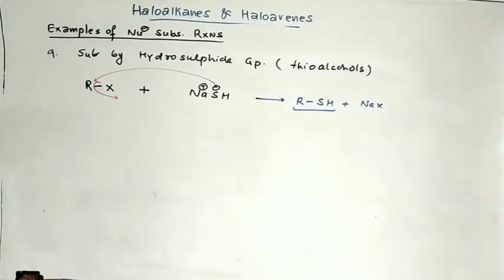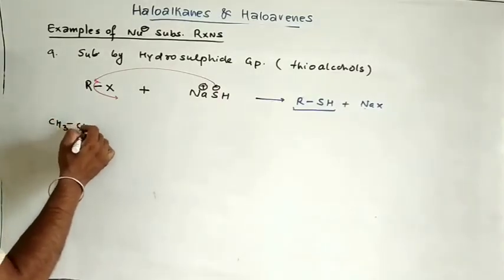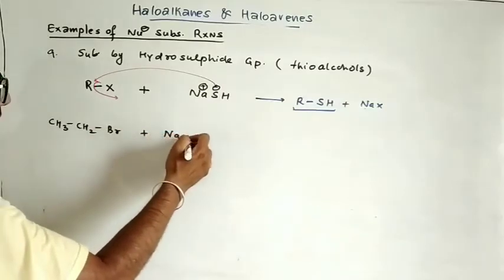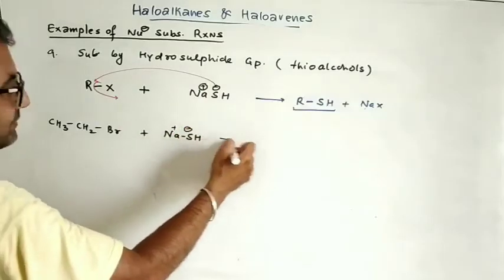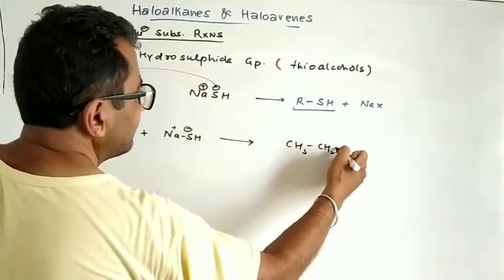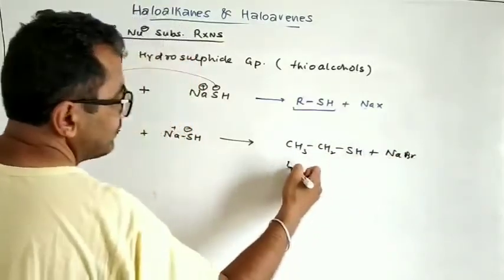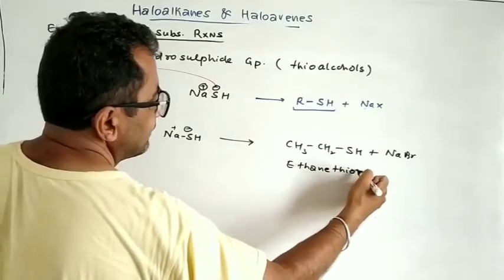Okay, simple. So we start with ethyl bromide, treating it with NaSH. This is positive, this is negative. So you get ethane thiol. This is your ethane thiol.